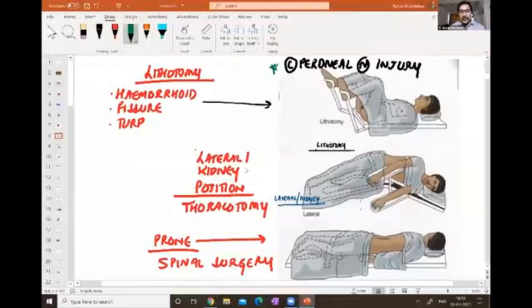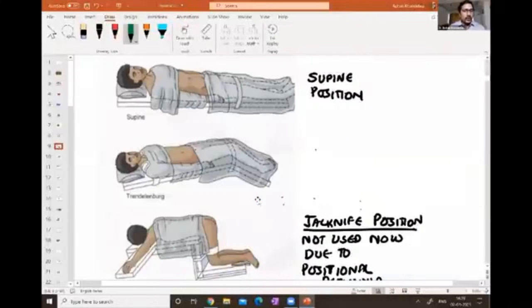The lateral or the kidney position is used for thoracotomy procedures and also for renal procedures. Prone position is used for spinal surgery. This has also been asked in the exam. Prone position is used for spinal surgery. The supine position is the most common position where the patient is lying straight. That is the most common surgical position. For most of the abdominal procedures, supine position is done.